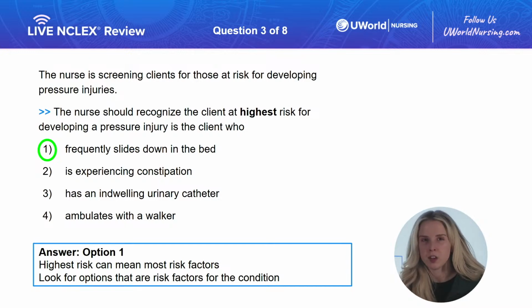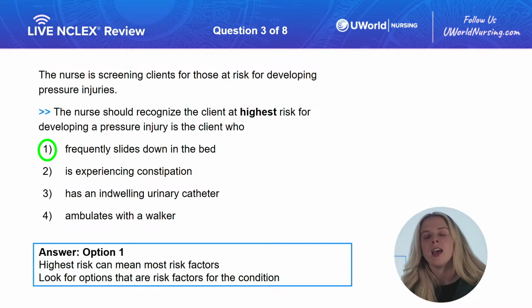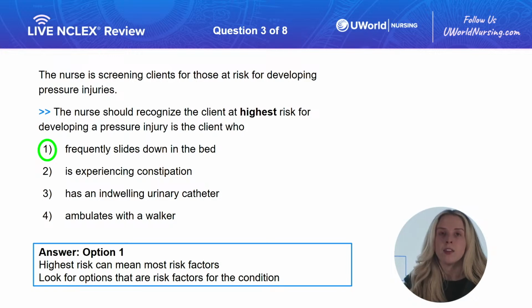The other one, experiencing constipation. This is the opposite of incontinence, so I don't know if this one really would apply. An indwelling urinary catheter. Again, this kind of hits on that incontinence point, but it's the opposite side. If they have a urinary catheter, it means the urine is going into the catheter and they're not being incontinent in the bed, which that wetness and moisture can lead to pressure injury. And again, 4, ambulates with a walker. If this client is ambulating, they're getting up. It doesn't matter if they're getting up with a walker or with crutches. What matters is that they're getting up, getting out of bed. They're not sedentary and they're not immobile. So again, option 1 was our correct option. Way to go, you guys.